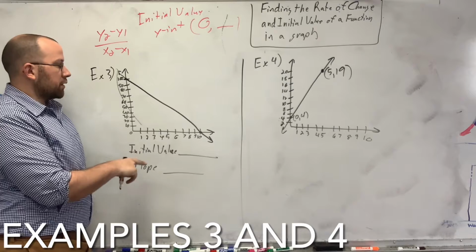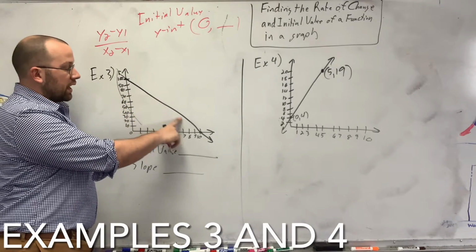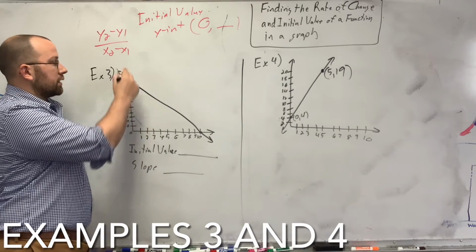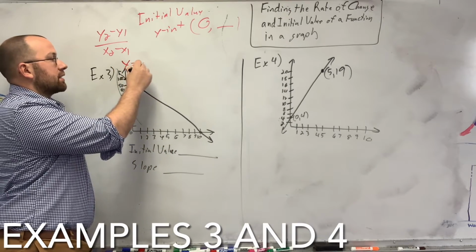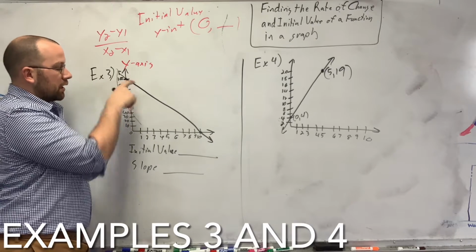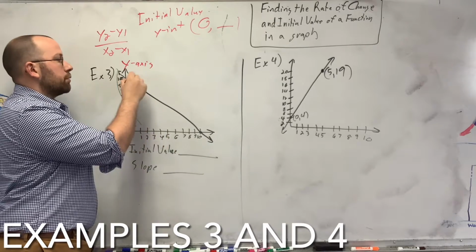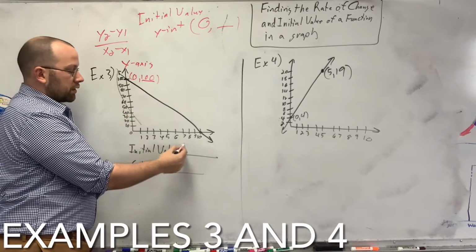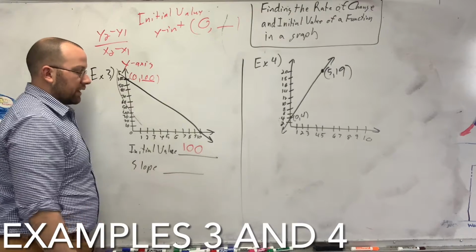Our initial value is where this line crosses our coordinate plane or our graph on the y-axis. This is the y. So where does it cross? Well, it crosses right there at 100. So that point right there is actually 0, 100. But your initial value where you start at is 100.